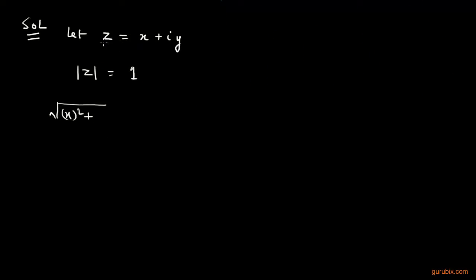First of all, we shall let z equal x plus iota y, and we are given mod z is equal to 1. Mod z is equal to the square root of the square of the real part plus the square of the imaginary part, and that is equal to 1. So if we further solve it, it will be x squared plus y squared is equal to 1. We get it by squaring both sides.